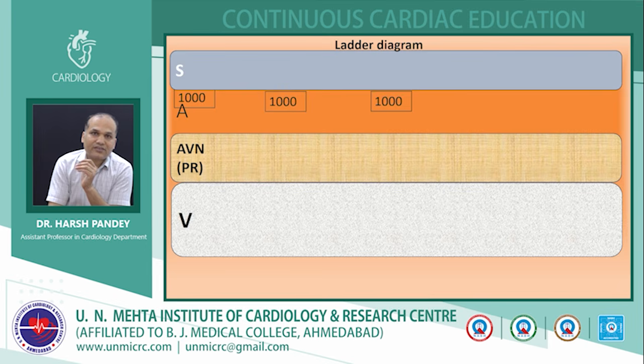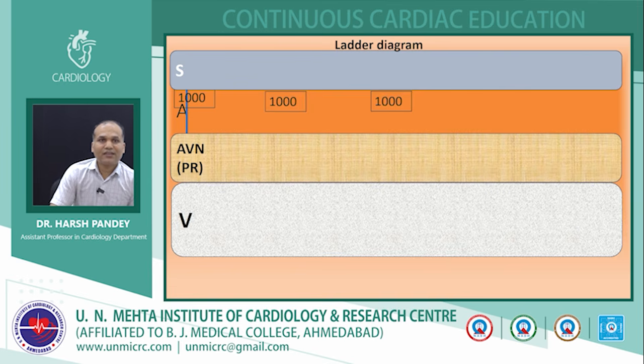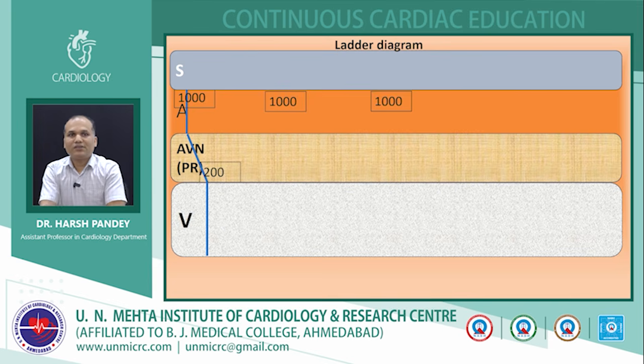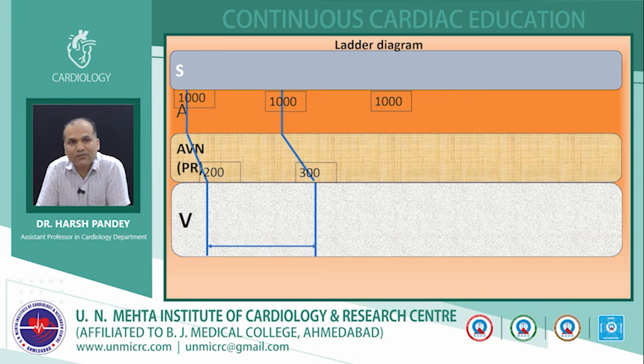So these things we will understand through this ladder diagram. You can see here the P wave formed by the duration of 1000 milliseconds, then there was the AV delay, and then subsequently QRS is formed. In the first beat, the AV nodal delay was 200 milliseconds. In the second beat, the AV nodal delay increased by 100 milliseconds. So now the RR interval is formed by 1000 plus 100 milliseconds of delay, and it will form a duration of 1100 milliseconds.